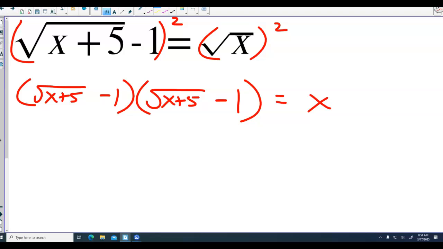equals x. The square root of x squared is x. And I'm going to FOIL this out. The square root of x plus 5 times the square root of x plus 5. Whenever you multiply two radicals with the same expression underneath, you get the expression without the radical. Minus the square root of x plus 5 minus the square root of x plus 5 on the FOIL. Negative 1 times negative 1 is 1.